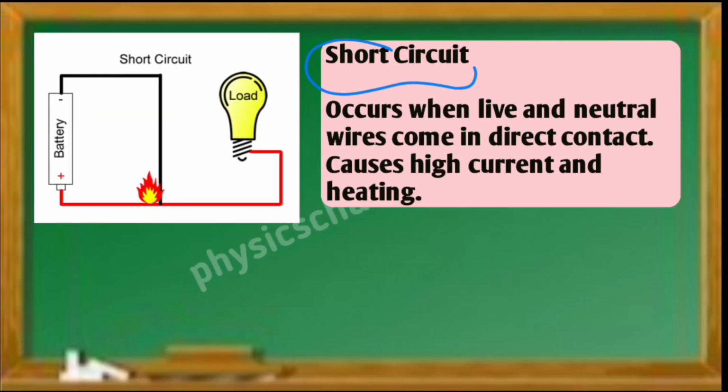Next, what is short circuit? It occurs when the live and neutral wire come in direct contact, causing higher current and heating.